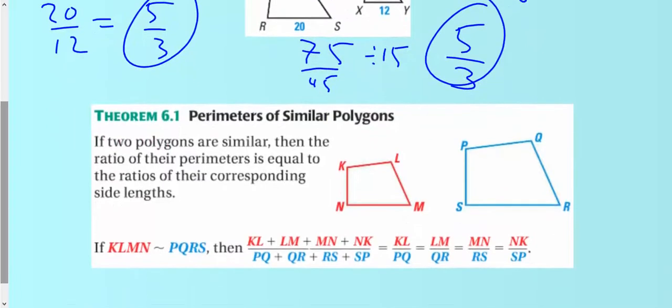There. Perimeters of similar polygons are going to be in the same ratio. I'm going to talk about this in just a little bit when I continue this video.